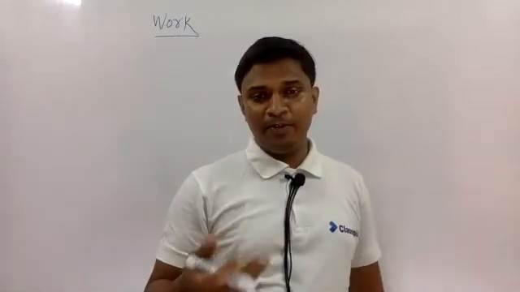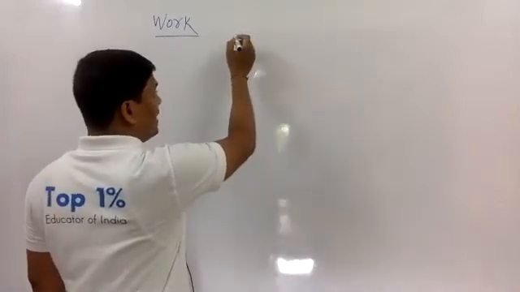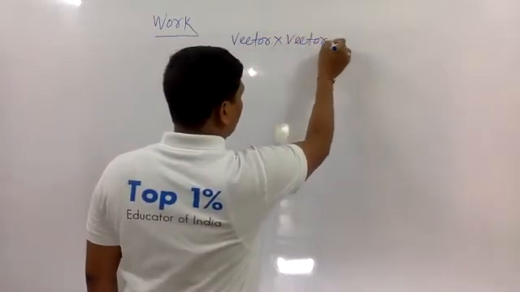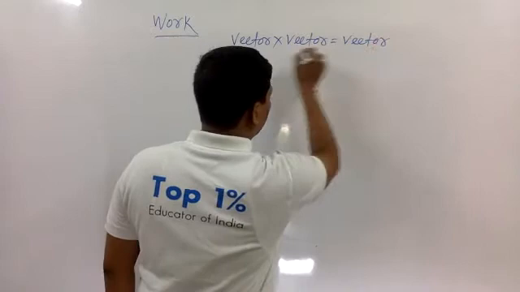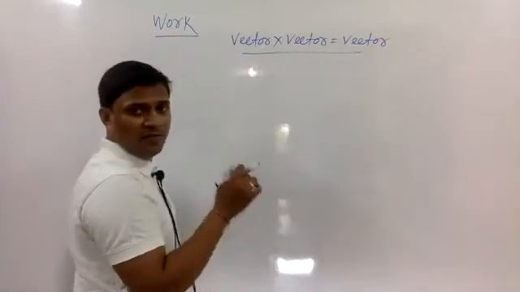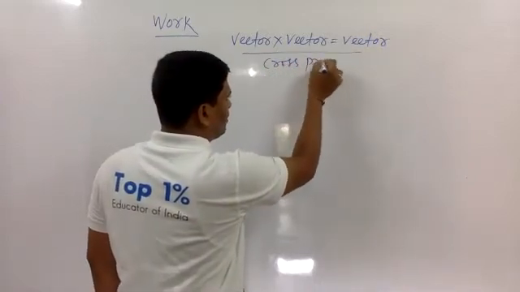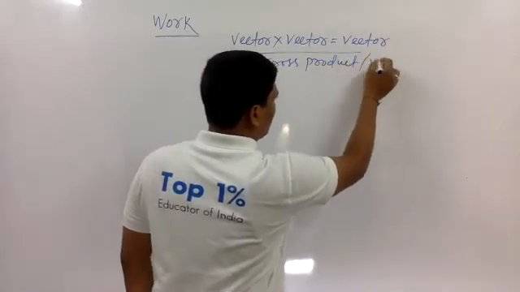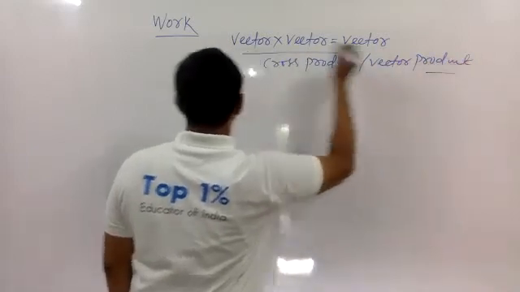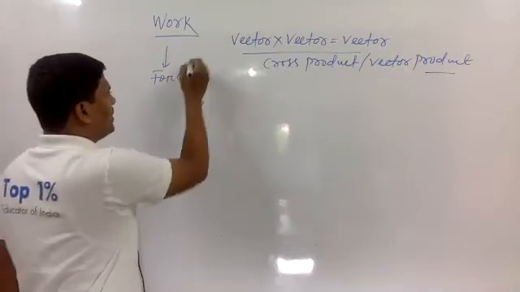So from the physics point of view, students, there are two quantities. I have already told you about multiplying a vector with a vector. If the result is a vector, then which product do we apply? Vector multiplied with vector gives a vector, so we apply the cross product, or vector product. But students, here work depends on force and also on displacement, right?